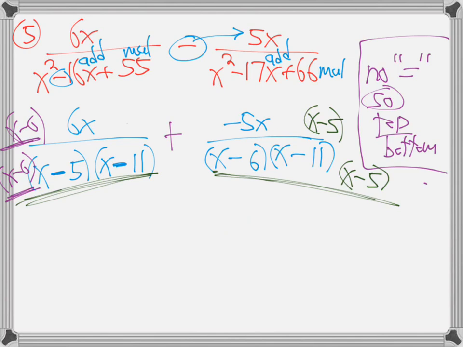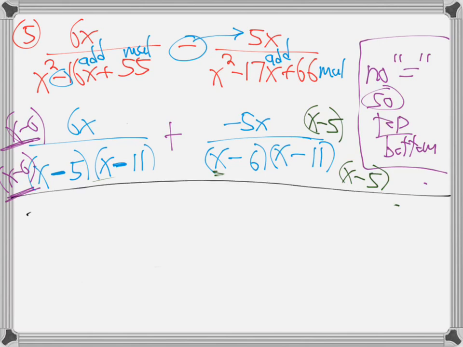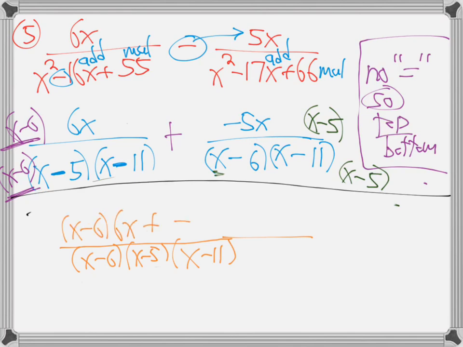Okay, now, the two denominators match now, don't they? Which is great. That's what we wanted. Let me just write it in there. I think we've got two more steps. Let me get rid of all this scribble. So, yeah, the two denominators match now. It's X minus 6, X minus 5, X minus 11. Any order, doesn't matter, but it's those three pieces. They both have them. Now, what happens on the top? Just bring it down. X minus 6 times 6X minus 5X times X minus 5. We good there?